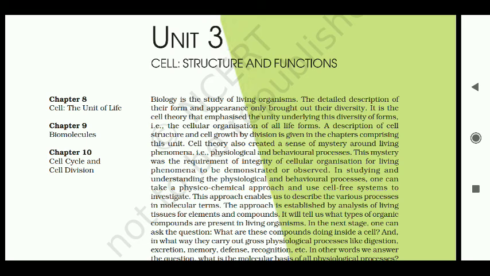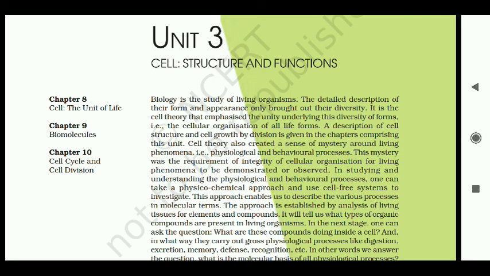Cell theory also created a sense of mystery around living phenomena, that is, physiological and behavioral processes. This mystery was the requirement of integrity of cellular organization for living phenomena to be demonstrated or observed. In studying and understanding the physiological and behavioral processes, one can take a physicochemical approach and use cell-free systems to investigate.